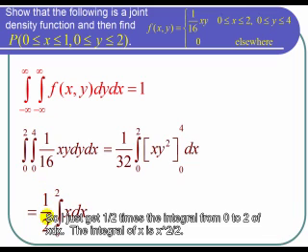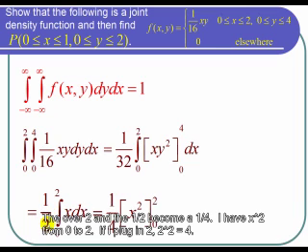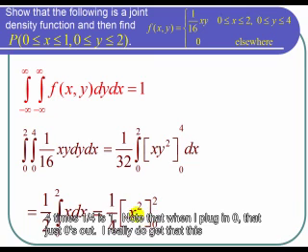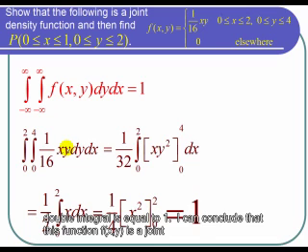So I just get 1/2 times the integral from 0 to 2 of x dx. The integral of x is x squared over 2. The over 2 and the 1/2 become a 1/4, and I have x squared from 0 to 2. And if I plug in 2, 2 squared is 4. 4 times the 4th is 1. And note that when I plug in 0, that just zeroes out. So I really do get that this double integral is equal to 1.